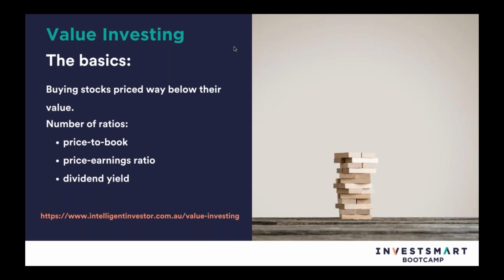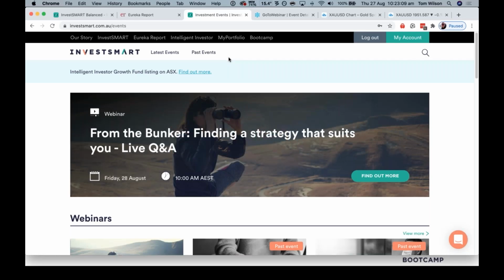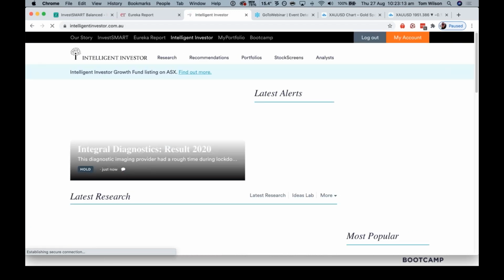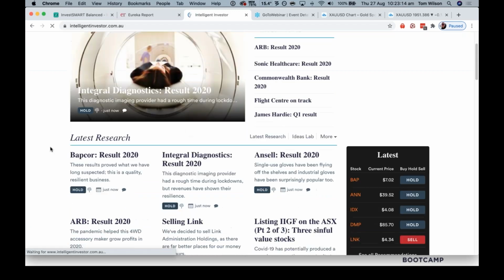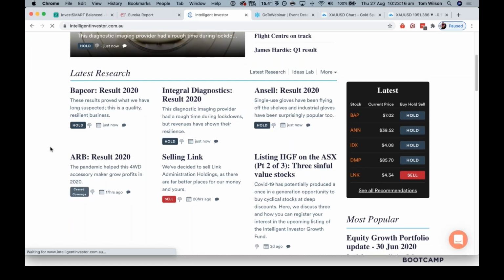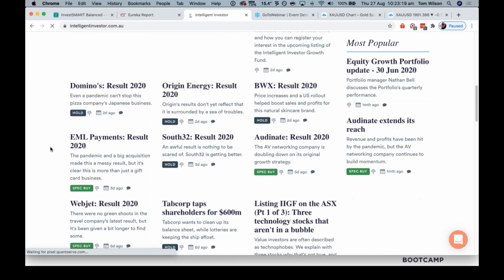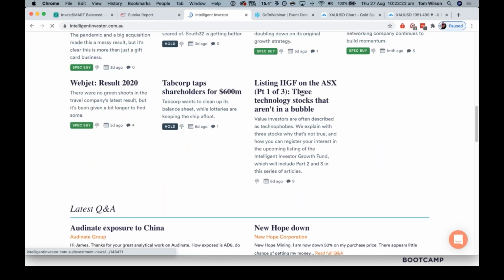Nathan Bell, he's written about this quite a bit. In fact, I'll just show you an article that you might have seen already, and it's on Intelligent Investor. It's a 3-part article, and they've published 1 and 2 so far. And he's talking specifically about the listing of that fund I was just talking about. So I'm just going to click on it here.